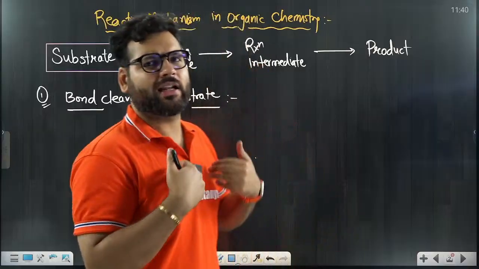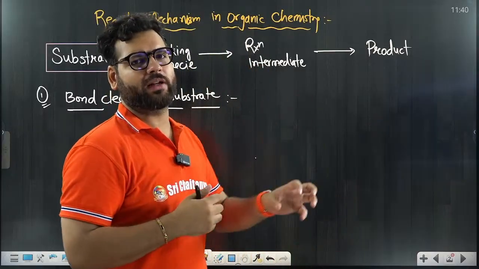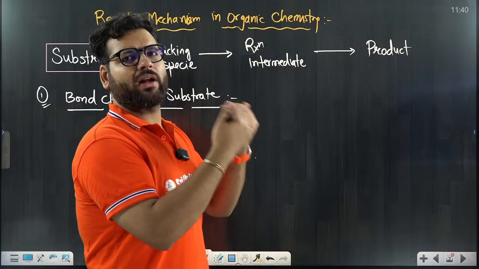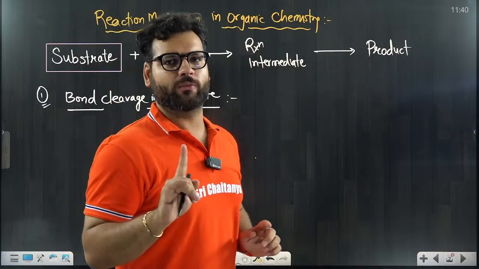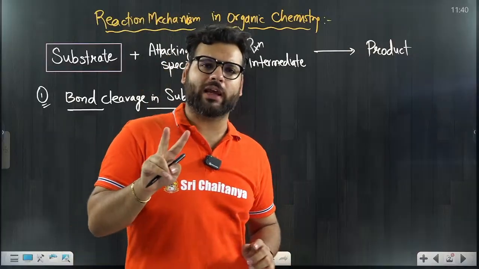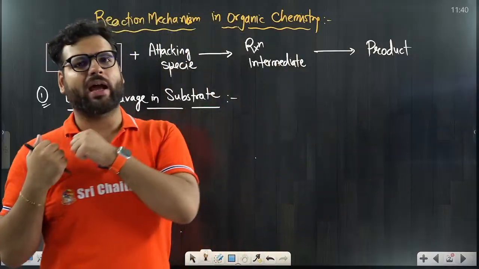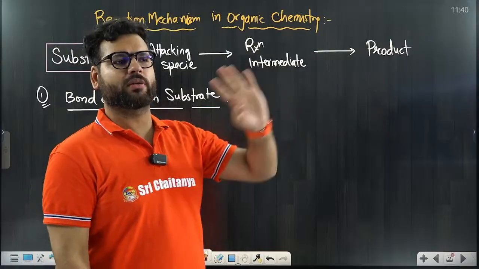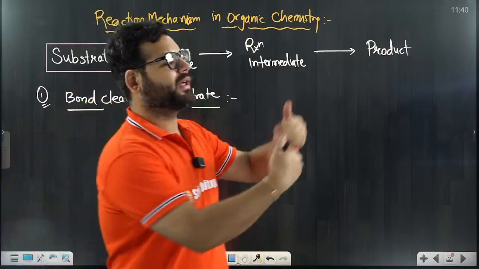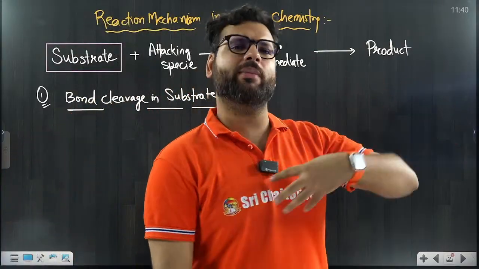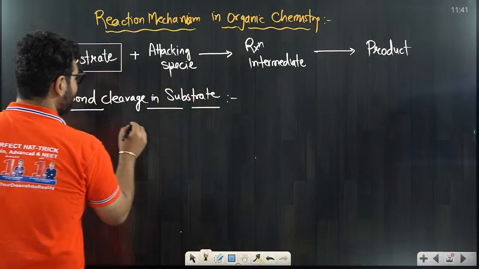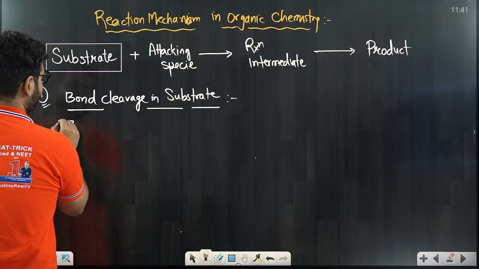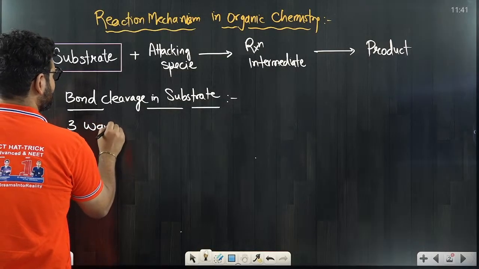Let's say myself and you, we are making a bond with one electron. Homo means I will take 1 electron after breaking the bond, and you will take 1 electron. This is homo. Hetero can be of 2 types. I take both the electrons, I become negatively charged, you become positively charged. Or you take both the electrons, you become negatively charged and I become positively charged. So 3 ways. Please remember it. There are 3 ways in which a bond can be cleaved.